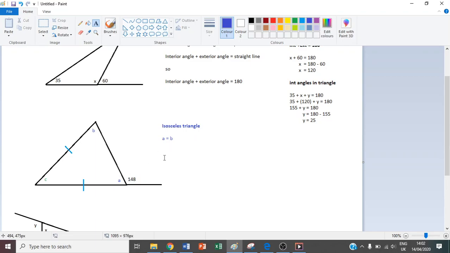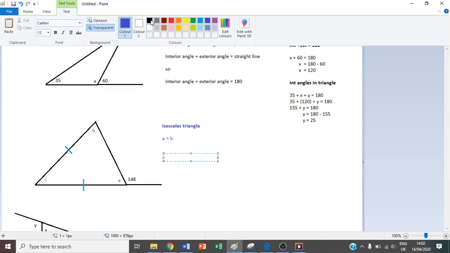So I'm going to go ahead and write that rule again. That is the interior plus the exterior equals 180. And just to make this really clear, because we're new to this interior-exterior angle thing, I'm going to write that that's a straight line. Okay, so if the interior angle plus the exterior angles add to 180, because it's a straight line, I can say the interior angle, which is A, plus the exterior angle, which is 148, that will make 180.